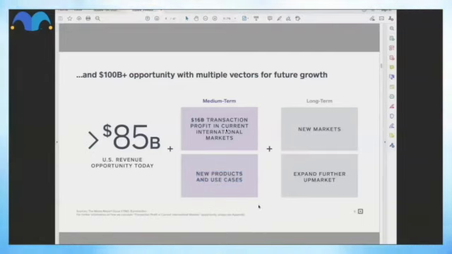So it's a bit about, and then this is the medium term, right? And long term, I think I could have put this slide together. New markets and expand further upmarket.